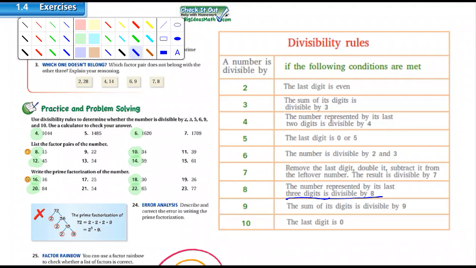Number 8, the number represented by its last 3 digits is divisible by 8. The last 3 digits. Remember, for 4, it was the last 2 digits. For 8, it's the last 3. And then 9, the sum of the digits is divisible by 9. So you add up all the numbers, and if you can divide that by 9, then you know that whole number can be divided by 9. And finally, 10, the only way you can divide it by 10 is if the very last digit is 0. Okay? I'm going to end that.